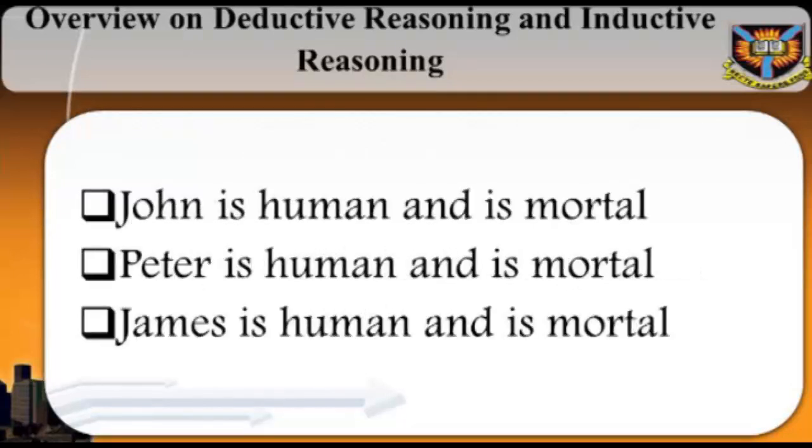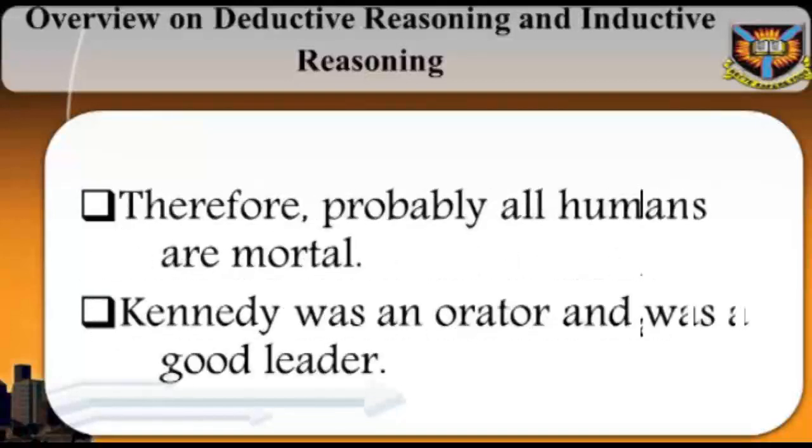John is human and is mortal. Peter is human and is mortal. James is human and is mortal. Therefore, probably, all humans are mortal.